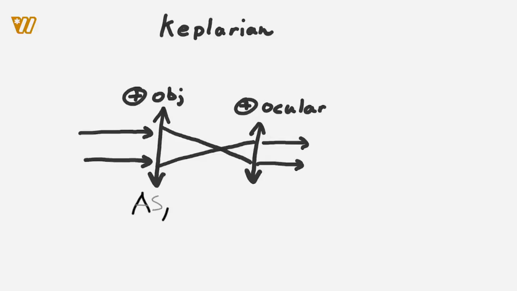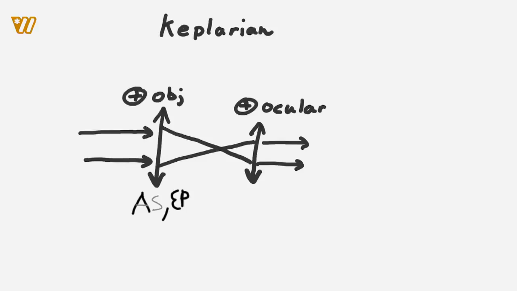Now, whenever we think about the entrance pupil, remember, the entrance pupil is going to be the image of the aperture stop formed by all the lenses in front of it. And for a Keplerian telescope, there's not going to be any lenses in front of it. So that means your entrance pupil is also going to be at your objective lens. That's why the size of the entrance pupil is going to be the size of your objective lens.